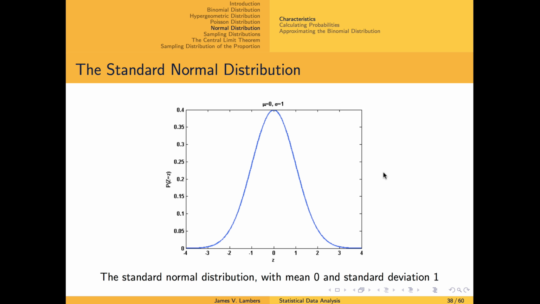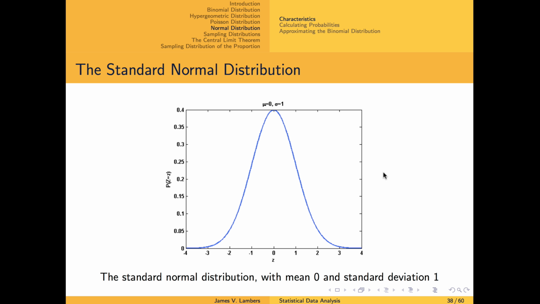Here we see the graph of a probability density function for the standard normal distribution, which has a mean of 0 and a standard deviation of 1. We will use this particular normal distribution most of the time, since any other normal distribution can simply be shifted and scaled to obtain this one.